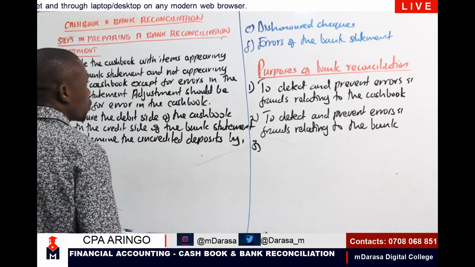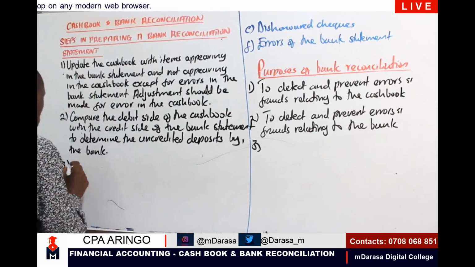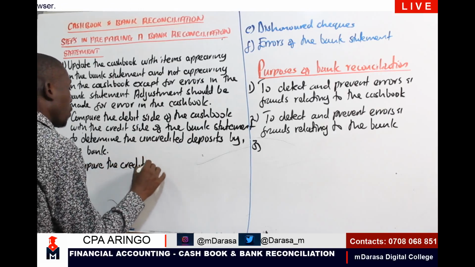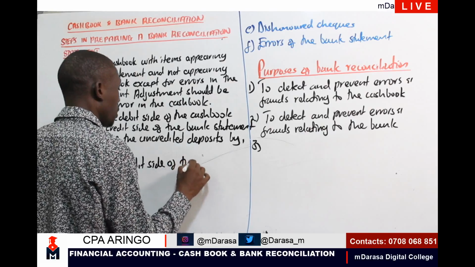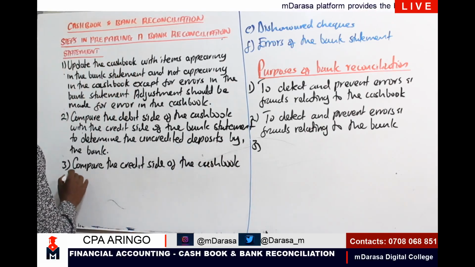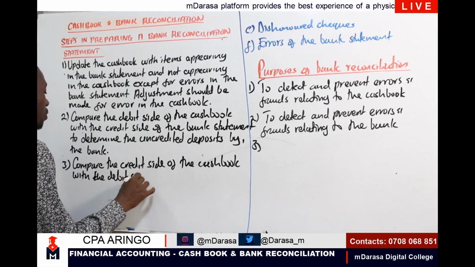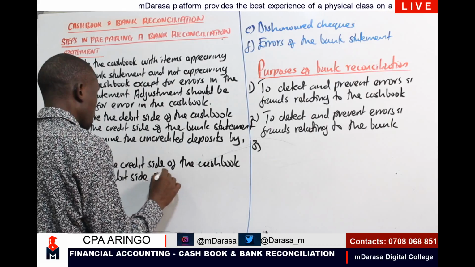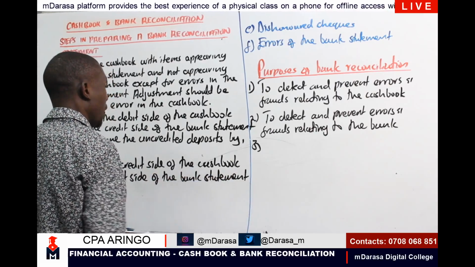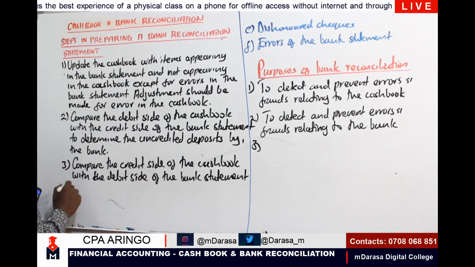What you're supposed to do, step number 3: compare the credit side of the cash book with the debit side of the bank statement. Basically, this is to identify unpresented checks, to determine the unpresented checks.